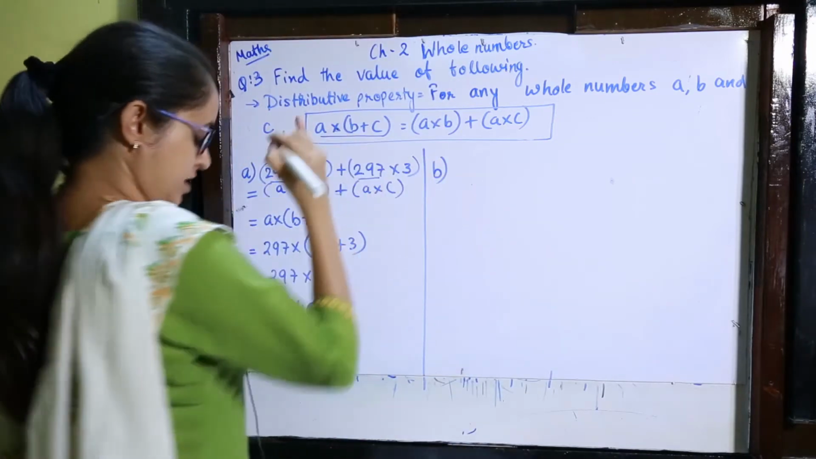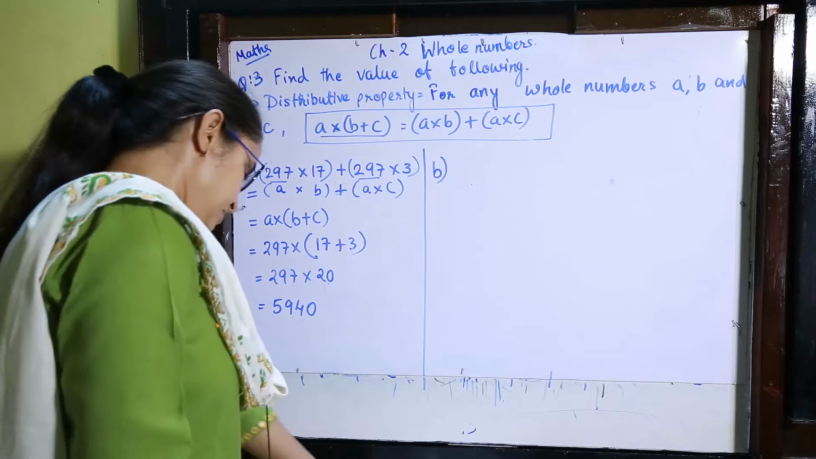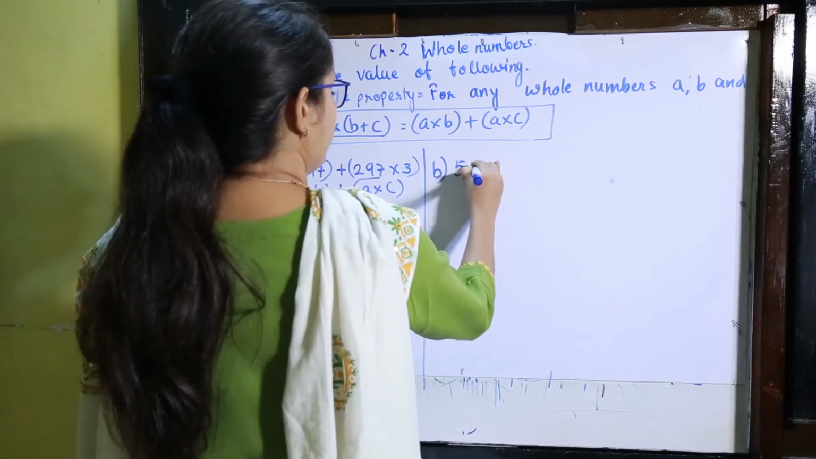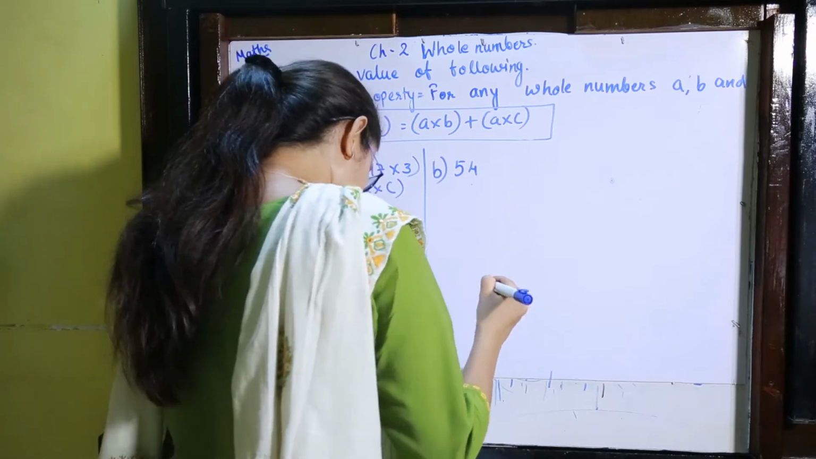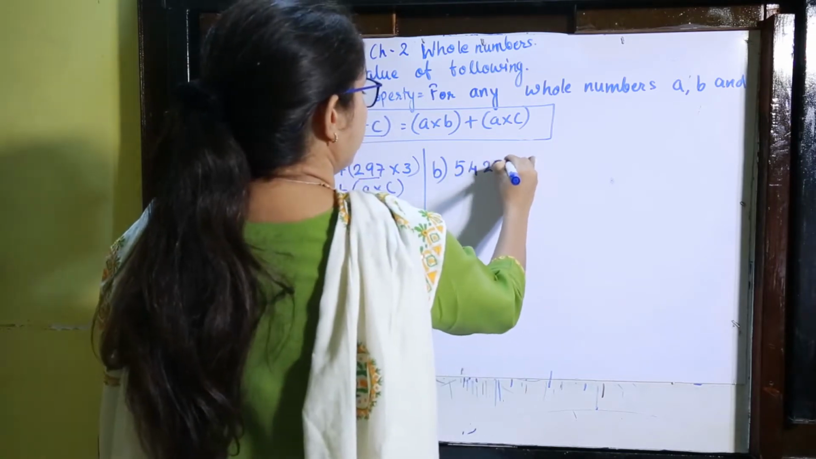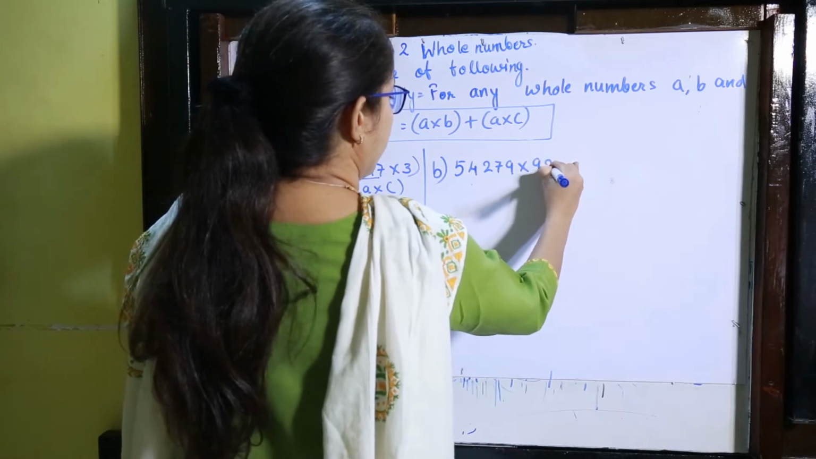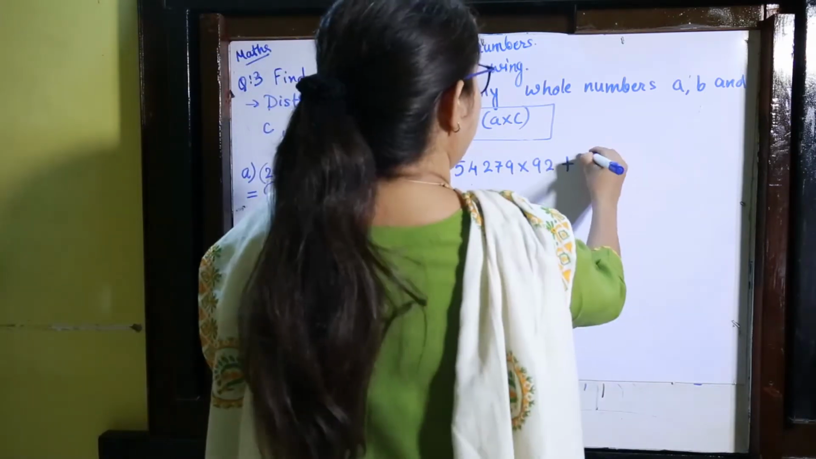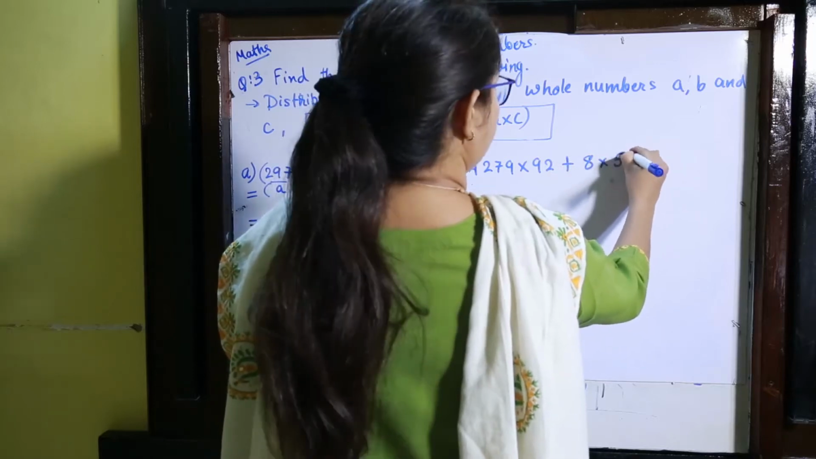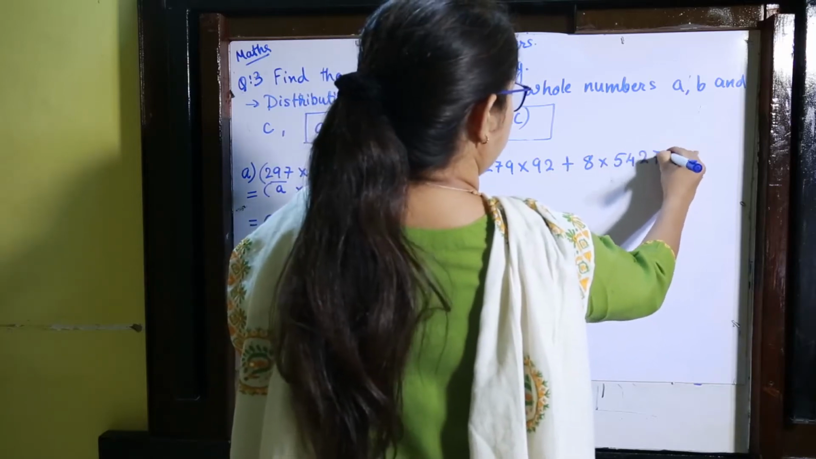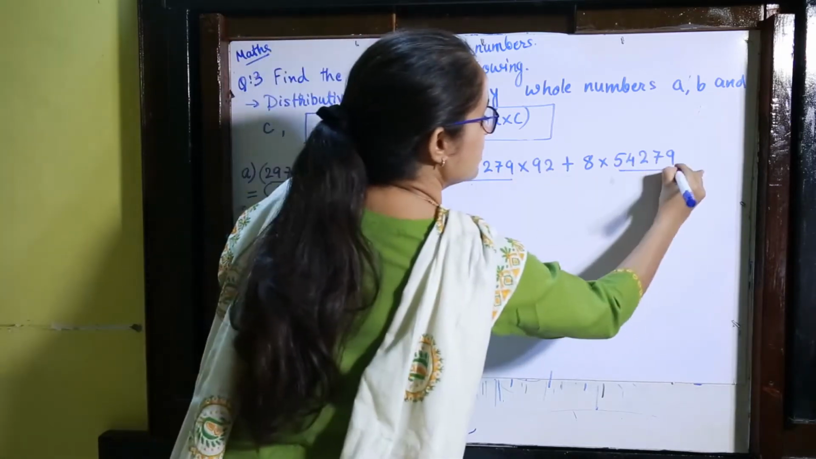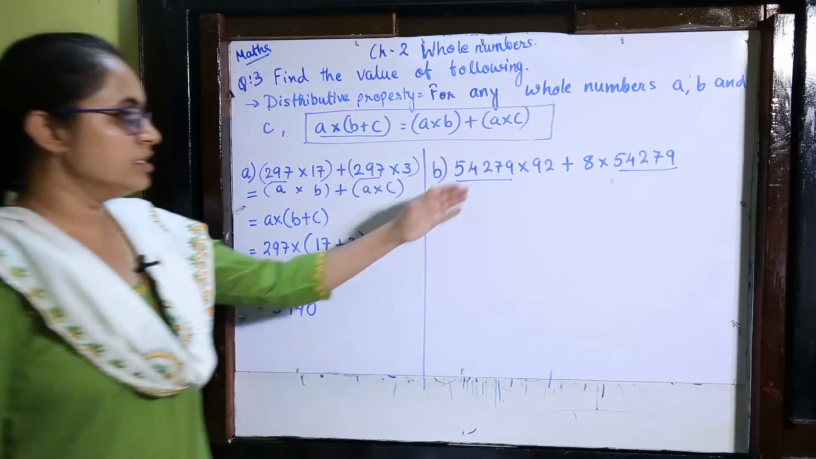Now B is again 54 multiply by 279, plus 46 multiply by 279. Again you can see this number is the same in both the terms.